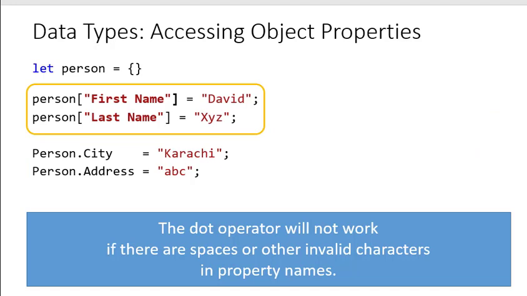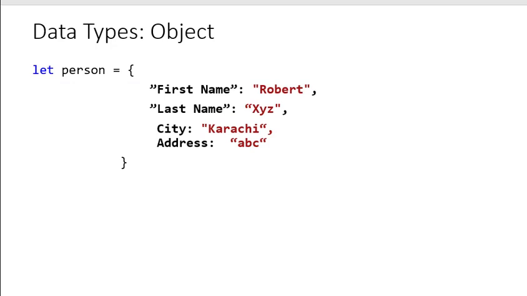But the dot operator will not work if the property names contain spaces or other invalid characters. Here in this example, first name and last name properties contain spaces in their name. Therefore, the dot operator will not work here. Here is another syntax for creating objects. This syntax is like object initializers in C#.